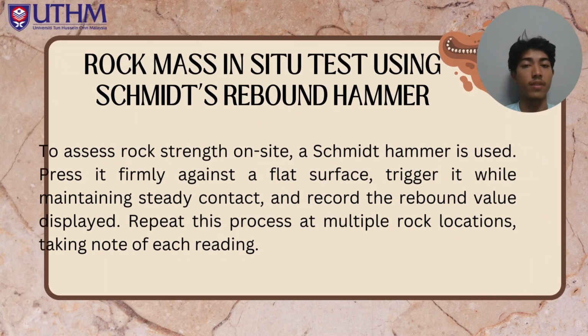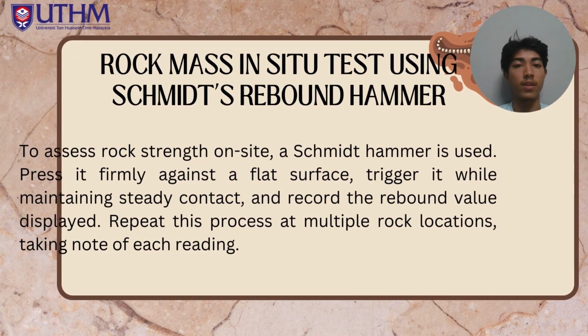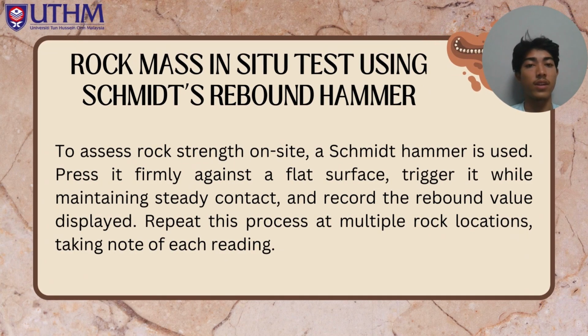And now for a rock mass in situ test using a Schmidt rebound hammer. To assess the rock strength on site, a Schmidt hammer is used. How to use it: press it firmly against a flat surface, trigger it while maintaining steady contact, and then record the rebound value displayed on the screen. Repeat this process at multiple rock locations, and then take the data of each reading.